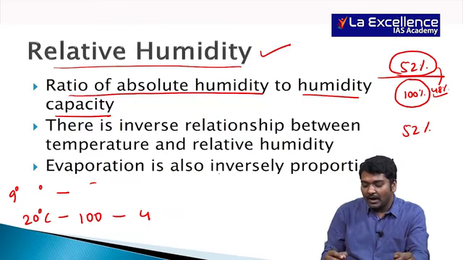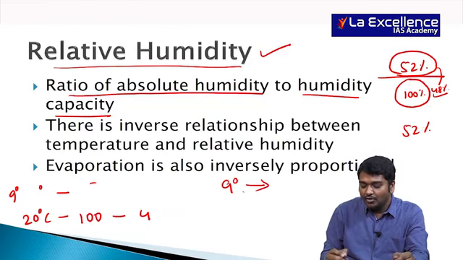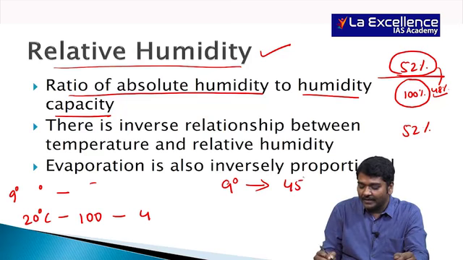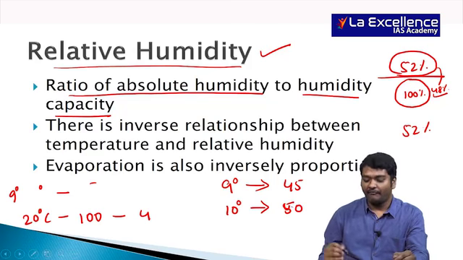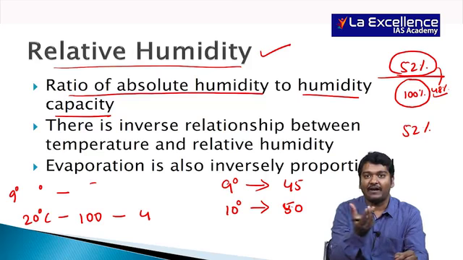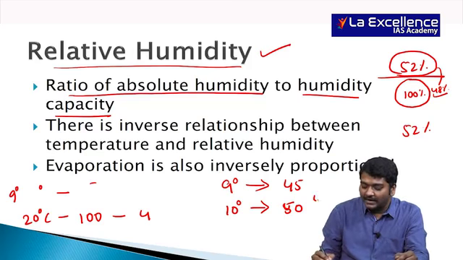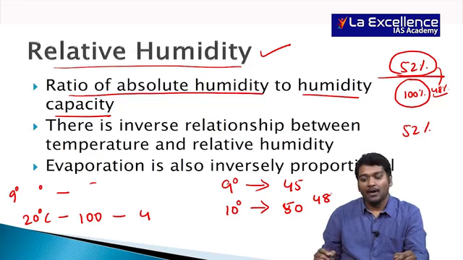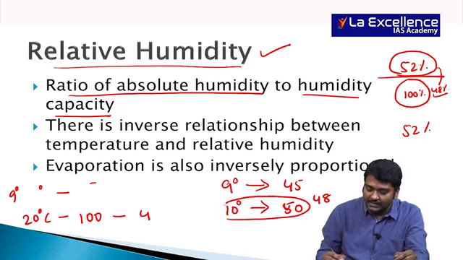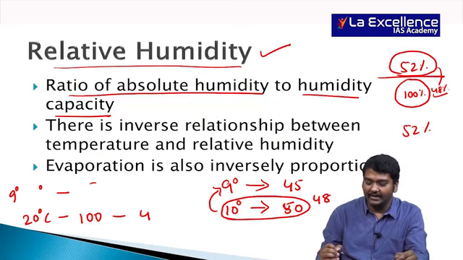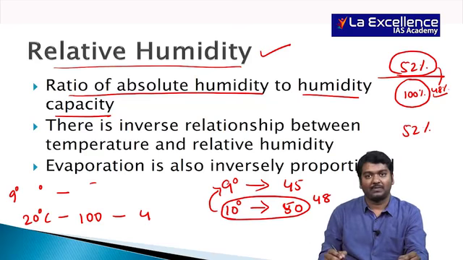See guys, at 9 degree, usually the capacity is 45. At 10 degree, the capacity is 50. Okay, 5 per degree, let us take 5% there. Now, some air mass is at 48. Now you are cooling that air mass. Let me say I made it 9 degree. The air mass became 9.